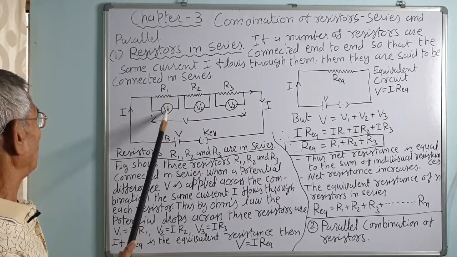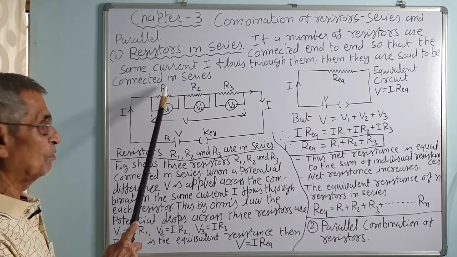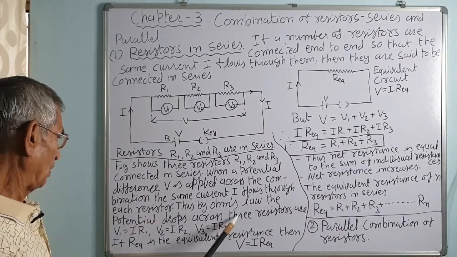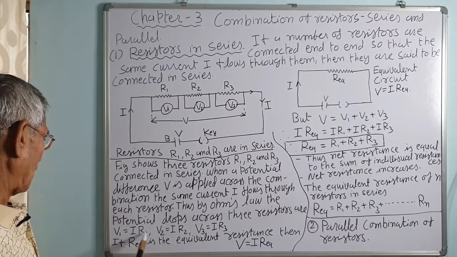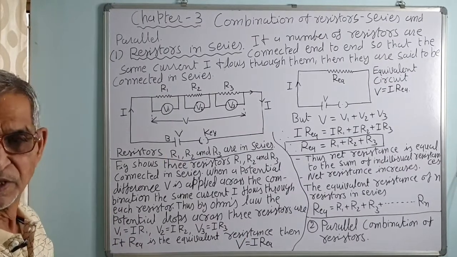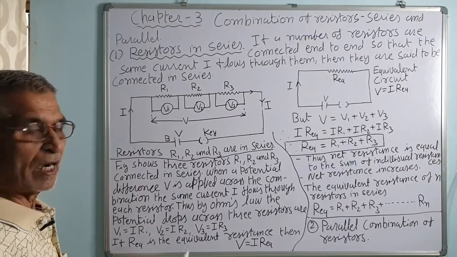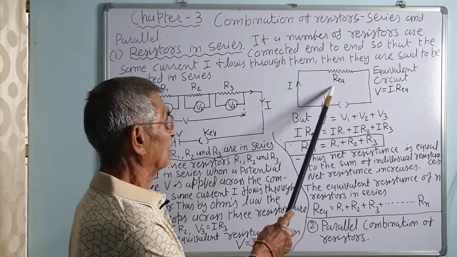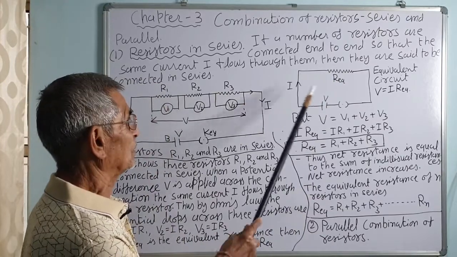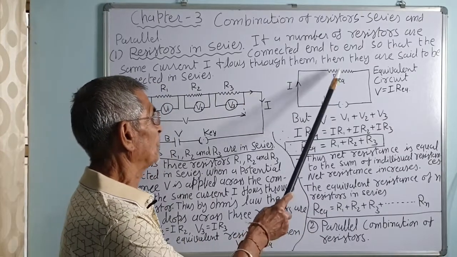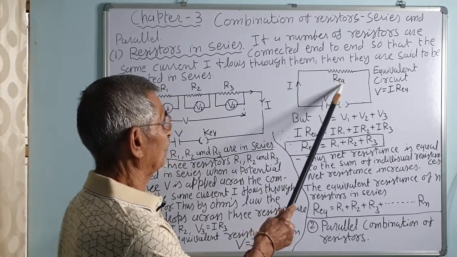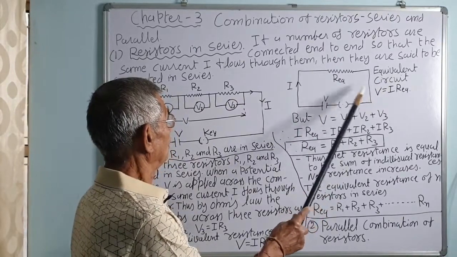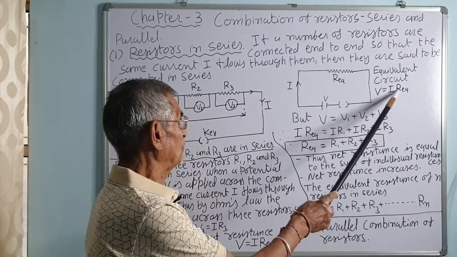So, here the potential drop will be I into R according to Ohm's law: IR1, IR2, IR3 and so on. The potential drops across the 3 resistors are V1 equal to IR1, V2 equal to IR2 and V3 equal to IR3. If R equivalent is the equivalent resistance, this is the equivalent circuit of this. This R equivalent resistor replaces all 3. The effect produced by all 3 is the same as that produced by the equivalent resistance. So, R eq is the equivalent resistance of R1, R2 and R3. In this equivalent circuit, V is equal to, according to Ohm's law, I into R equivalent.